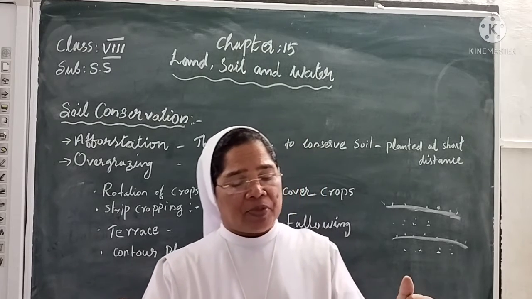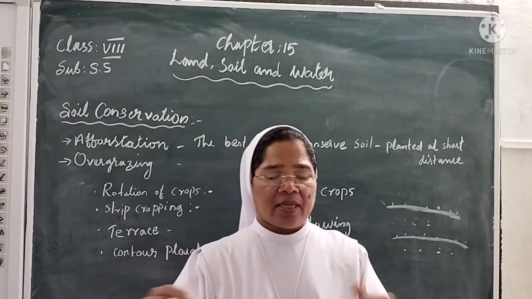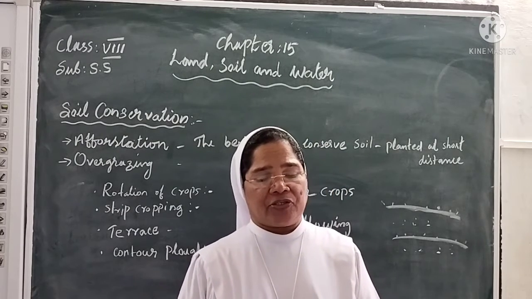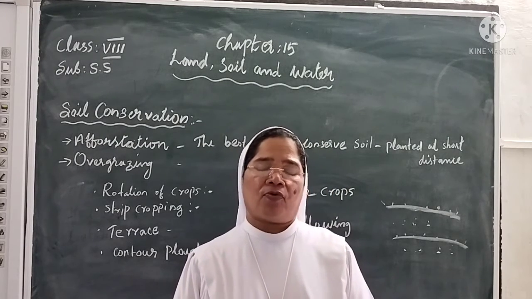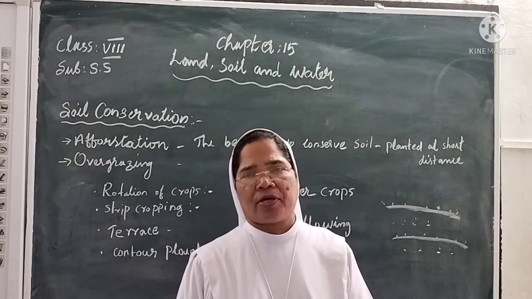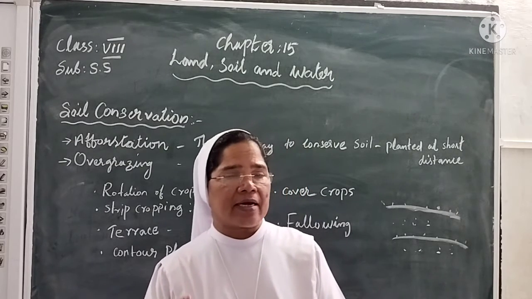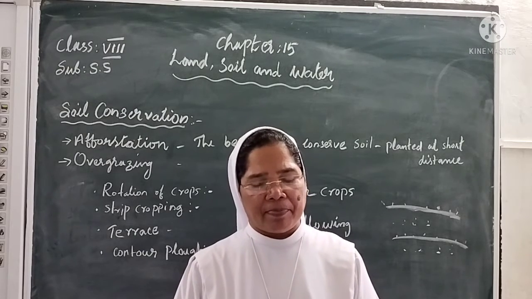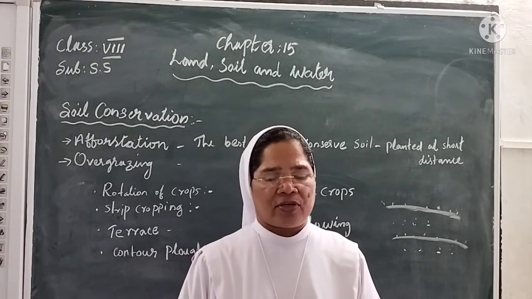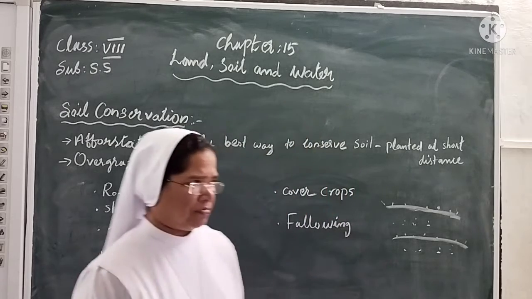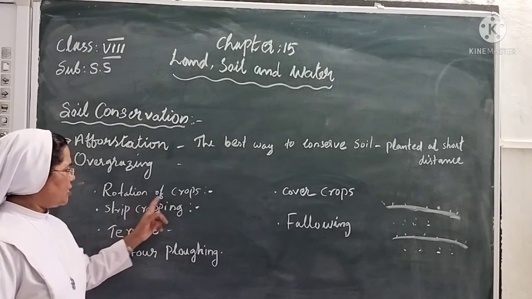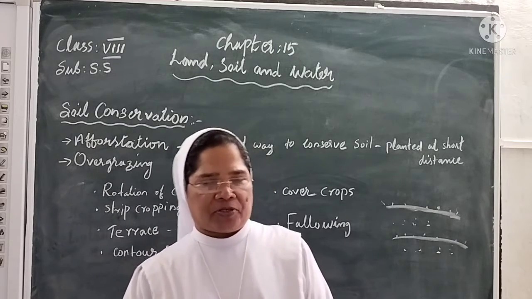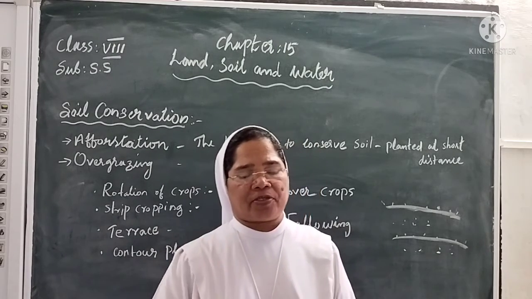Now, existing agriculture practices should be changed by adopting the following measures. Different ways of agriculture may make the soil fertile. First one is rotation of crops.